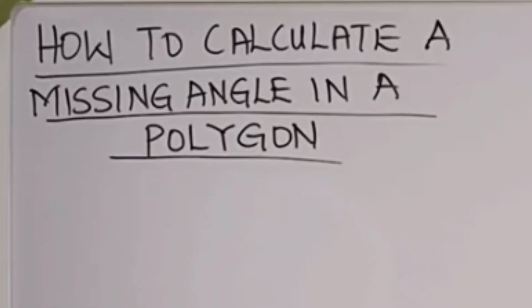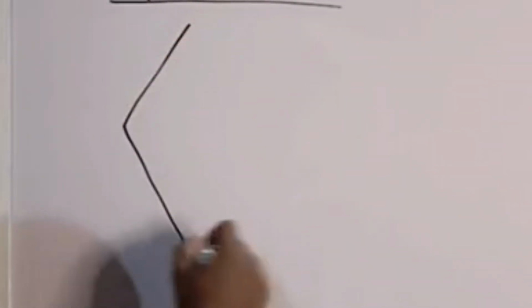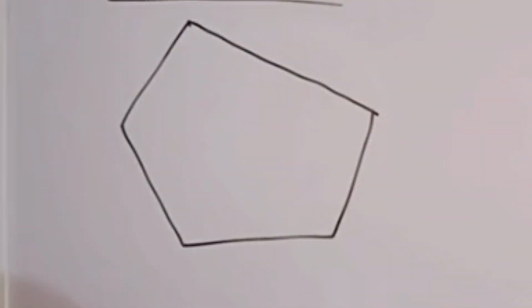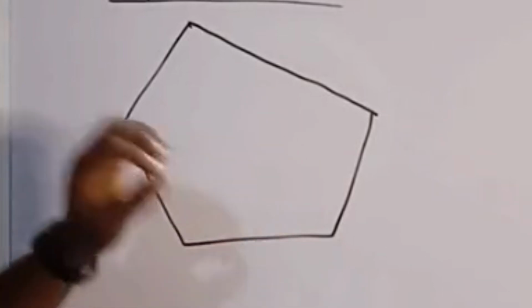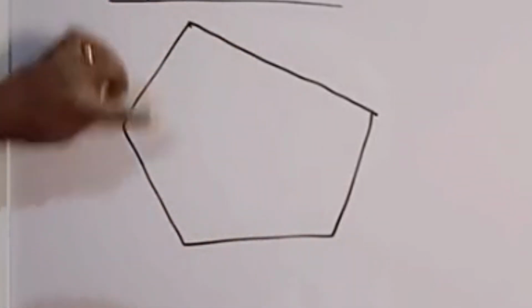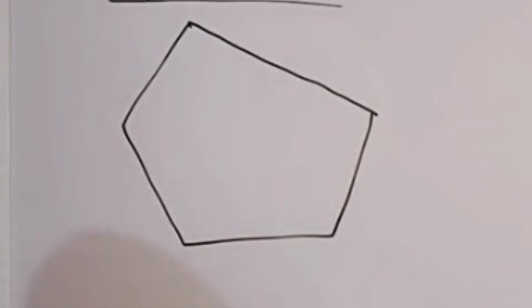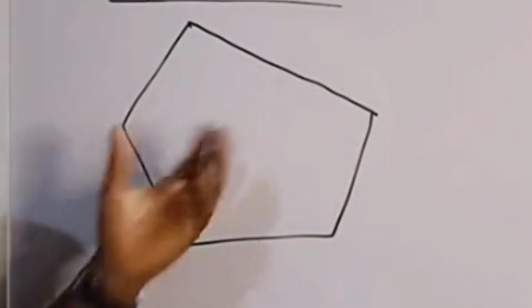So if you have a polygon in this form, let's say we have something like this. So this is a polygon. How do we know it's a polygon? First, it's a closed shape. Secondly, it has 1, 2, 3, 4, 5 sides. So since this shape has 5 sides, how do we find a missing angle here?